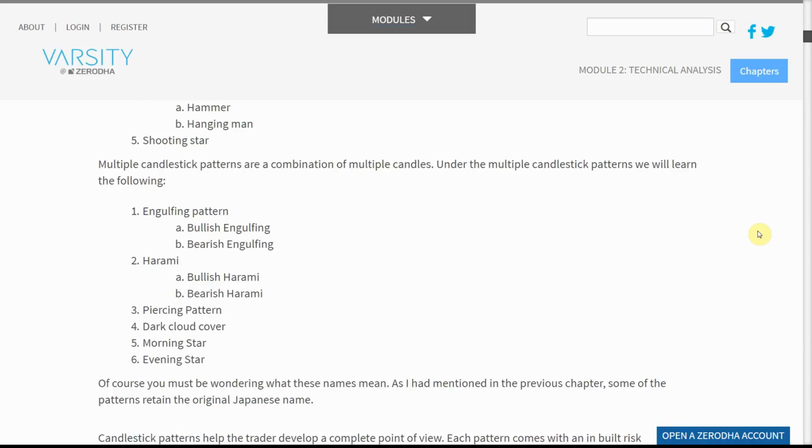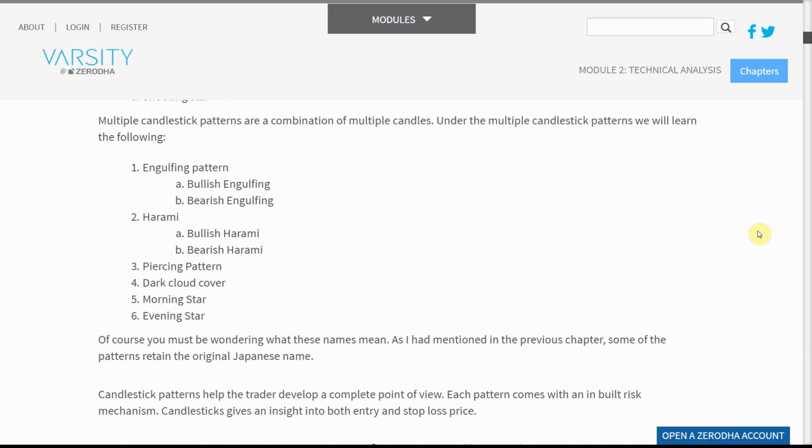Multiple candlestick patterns are a combination of multiple candles. Under the multiple candlestick patterns we will learn the following. Engulfing pattern, bullish engulfing, bearish engulfing, harami, bullish harami, bearish harami, piercing pattern, dark cloud cover, morning star, evening star. Of course you must be wondering what these names mean. As I had mentioned in the previous chapter, some of the patterns retained the original Japanese name.